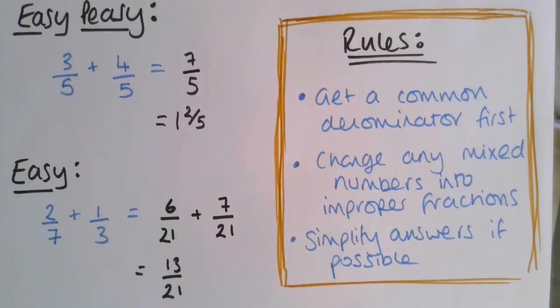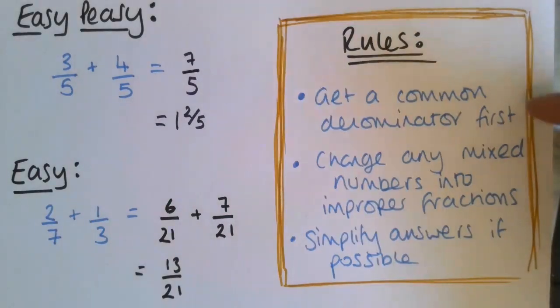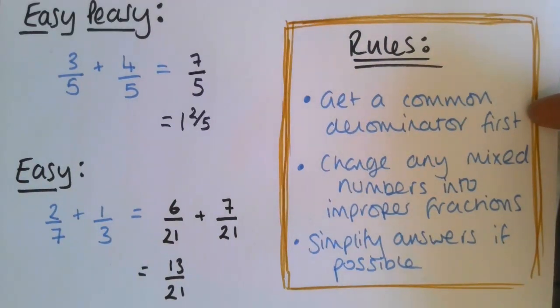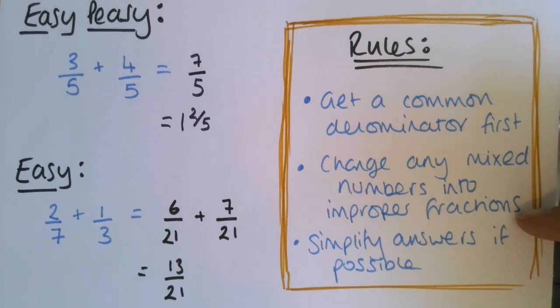Last thing for this little video is just a quick summary of the rules for adding and subtracting fractions. So always need to get a common denominator, and that just means get the same number on the bottom line of your fraction. If you have any mixed numbers, so for example 2 1/4, something that's a whole number and a fraction, that's called a mixed number. If you have any of those, change them into improper fractions first, and then if there's any answers that need simplified at the end, make sure you do that.